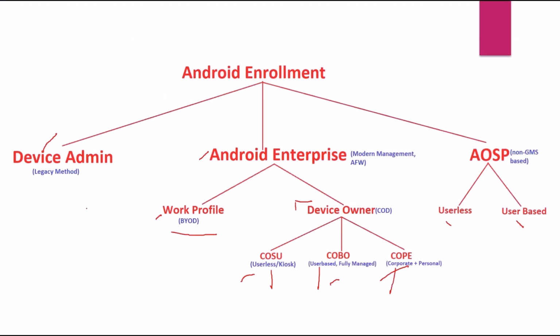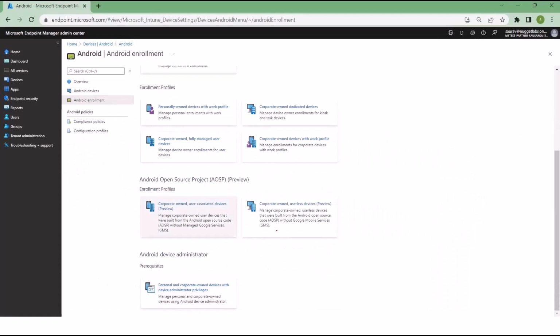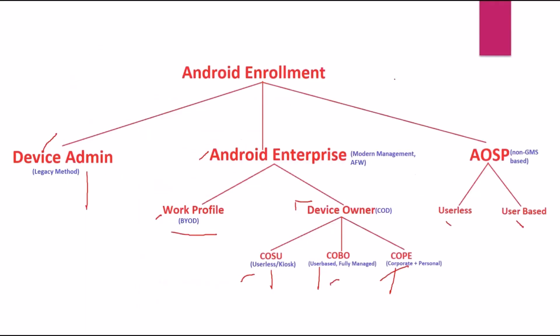And then we have already seen device admin in the screen as well, right at the very bottom, and these two being for AOSP. So this diagram should not come as something new because this is already there in the Intune portal. We are already surfacing it. And if we look at Google's documentation, they also very clearly segregate that these are the ways of enrolling an Android device to Intune. Now, which one to use?